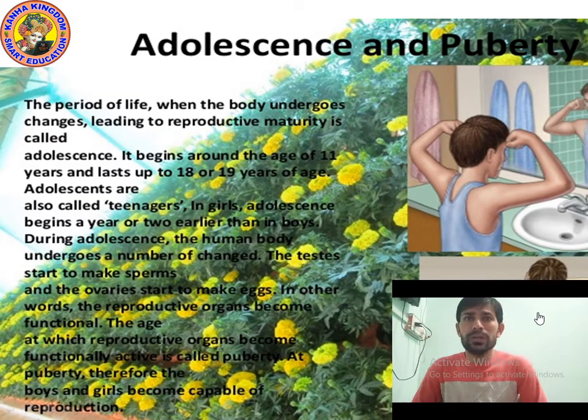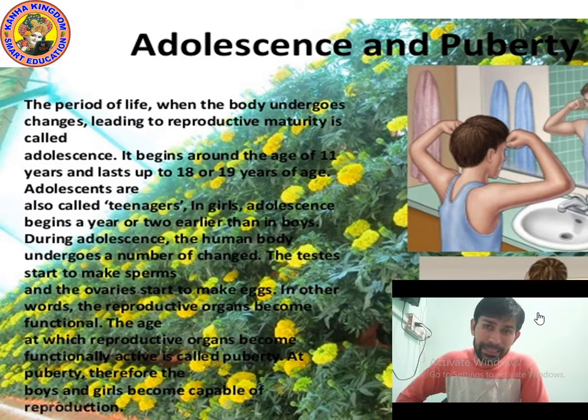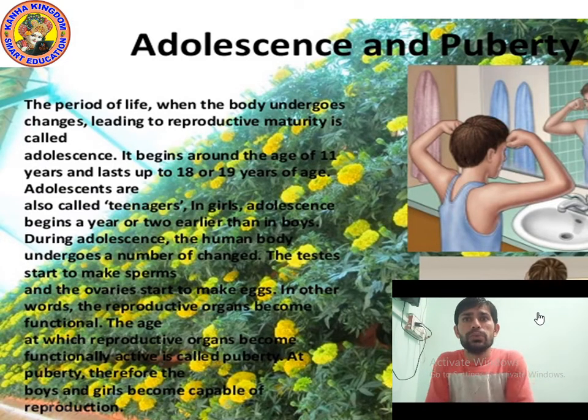In other words, the reproductive organs become functional. Yes, the reproductive organs start functioning. The age at which reproductive organs become functionally active is called puberty. What is puberty? Puberty is that age, that time, when our reproductive organs start to function. Testes start to produce sperm, and ovaries start to make eggs. So in that age the male and female reproductive organs start functioning. So that age is called puberty.